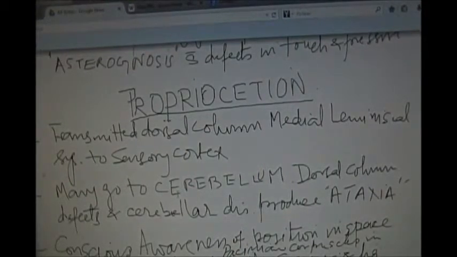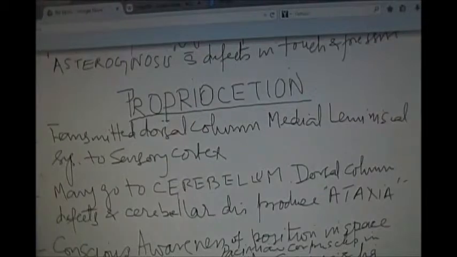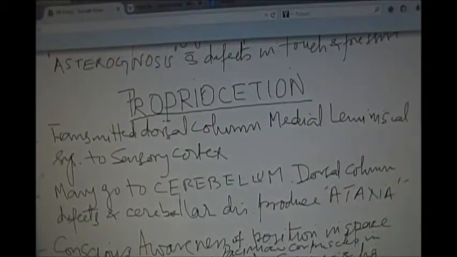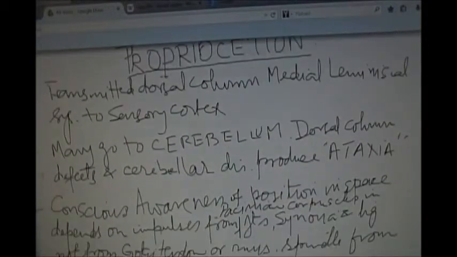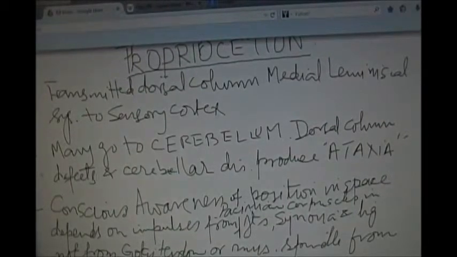The dorsal column carries proprioception, vibration, fine touch, and pressure. Many of the fibers go to the cerebellum, and dorsal column defects and cerebellar diseases produce ataxia.